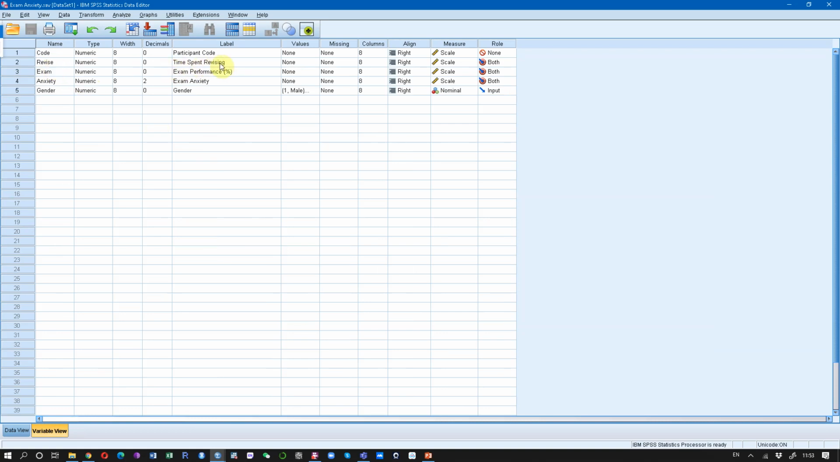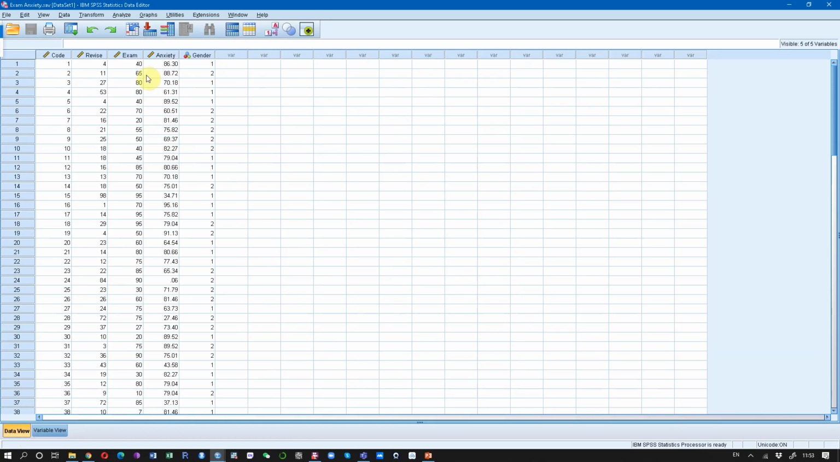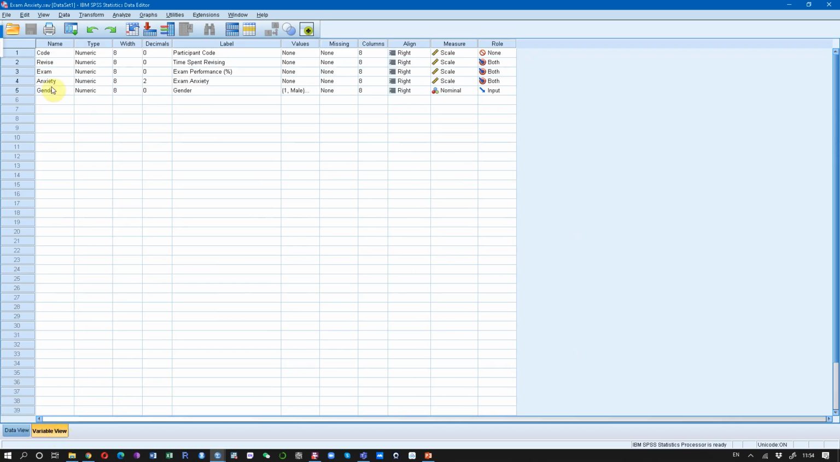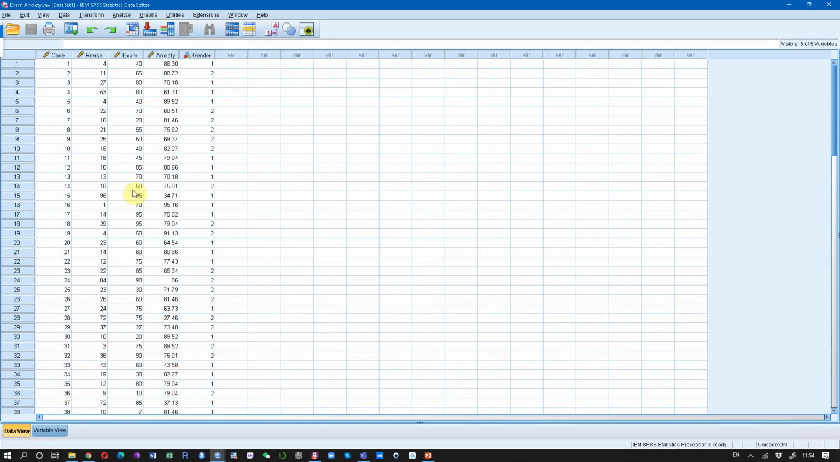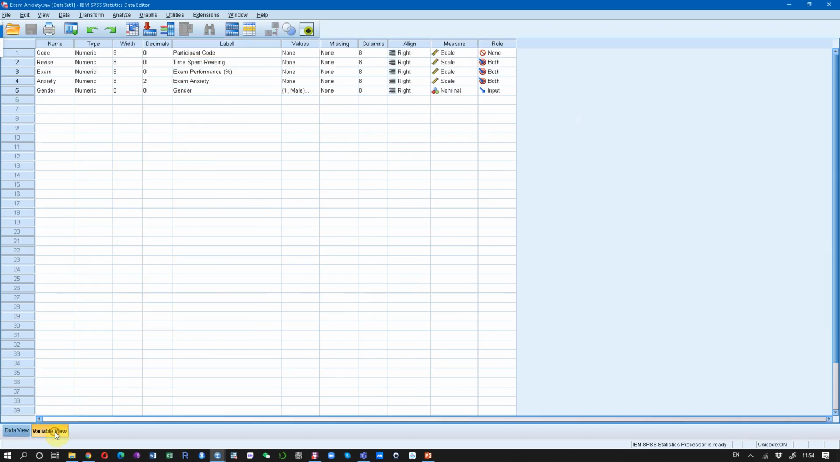Revise is the time spent revising. So if we go back, we look at the 4, 11, 27. So I assume it is a continuous variable that is probably hours, or I'm not sure, sessions that the individual has worked on the exam revision. Then exam is the score of the exam result on a percentage basis. So we know that it will be from 0 to 100. Each of these numbers, 95 is 95%, 40 is 40%.